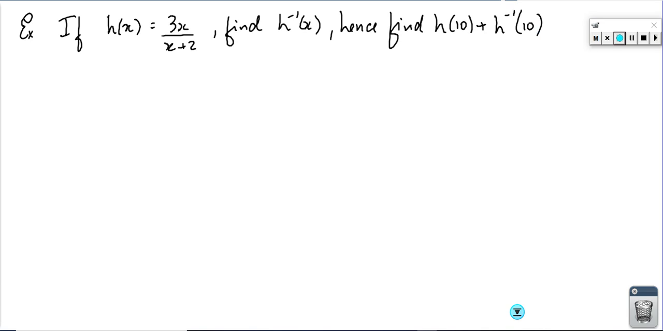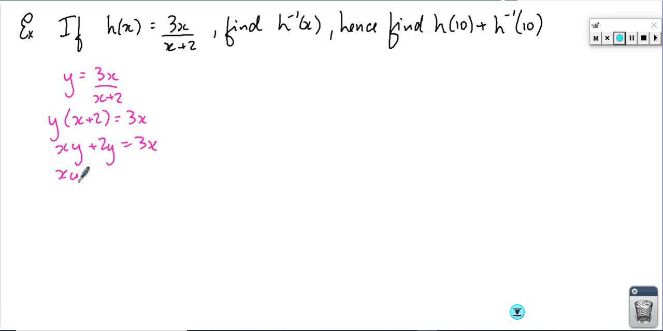We're going to use the 4 steps. So y equals 3x on (x plus 2). So y(x plus 2), this is always the same thing. What we're doing, always take out the denominator and multiply it on the other side so that you get a one line equation. Open up brackets: xy plus 2y equals 3x. So xy minus 3x equals minus 2y. x into (y minus 3) equals minus 2y. So x equals minus 2y on (y minus 3).